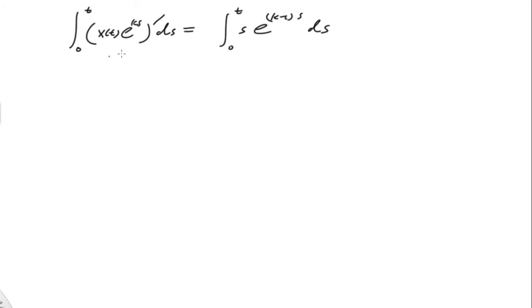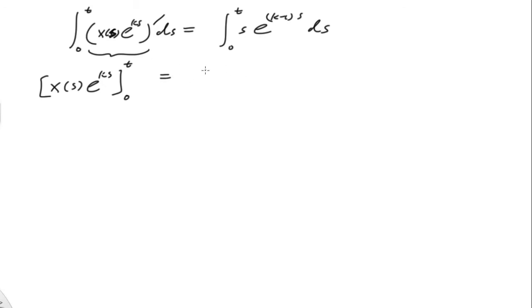What we had was the integral from 0 to t of x'(s) e^(ks) ds equals the integral from 0 to t of s e^((k-1)s) ds. Okay, sorry, there's a prime there as well. All right, so we know the antiderivative of this is going to be x(s) e^(ks). Sorry, that has to be an s in there. We're going to evaluate that at our limits of integration, which is 0 to t.